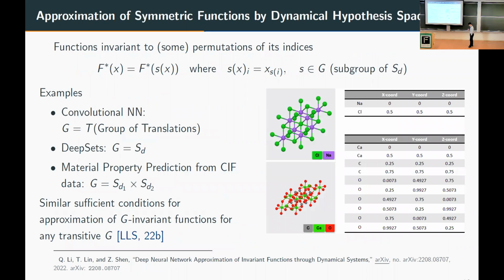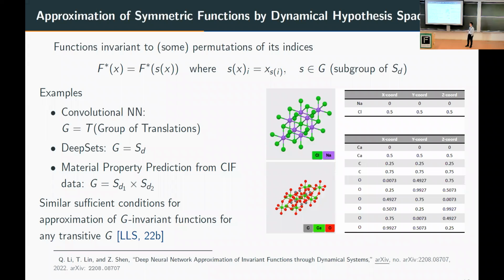So a further work that we have done here is that we can consider functions that are invariant. Suppose that we do some permutation to the index of a function, the index of the input to a function. So this Sx simply transforms an input x by permuting its indices in a certain way. This S is simply an element of a subgroup of the permutation group.